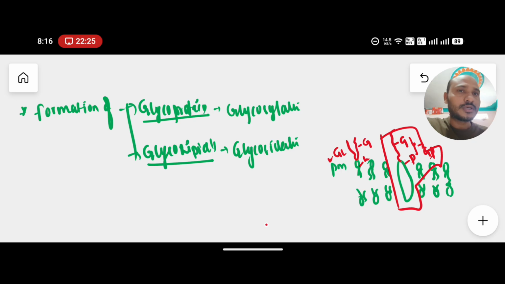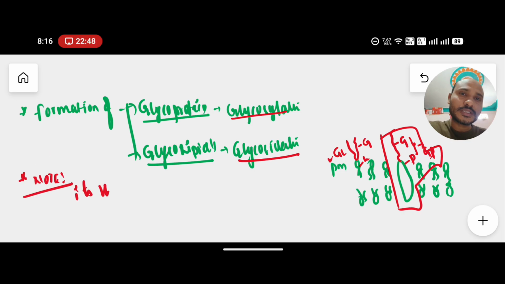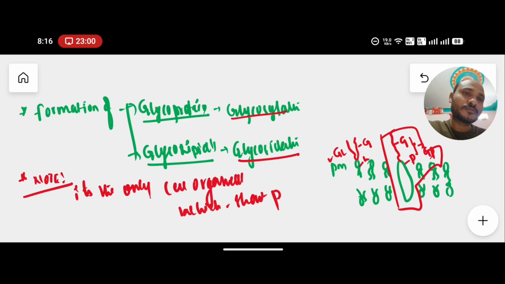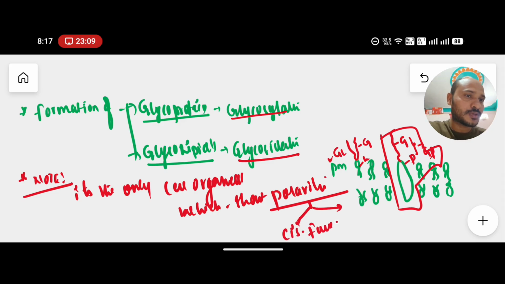So this is all about the formation of glycoproteins and glycolipids by the process of glycosylation and glycosidation. And also a very important role of these Golgi bodies, it is the only cell organelle, very important to note here, which shows polarity. How, this cell organelle shows two polarities. One is what we just discussed, that is cis phase polarity towards the nucleus and trans phase polarity towards the plasma membrane. So this is all about the entire concept of Golgi bodies.